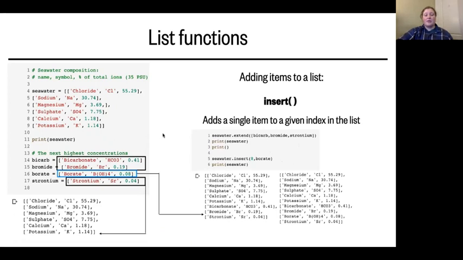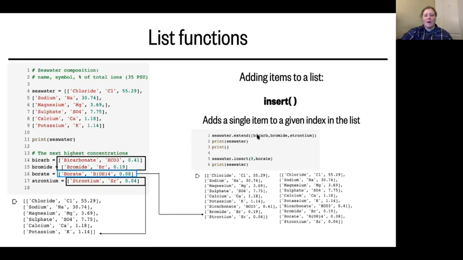Another way to add items to a list, instead of adding them to the end, is insert. It adds a single item at a given index in the list. For example, if we have our original list here and we want to add bicarbonate, bromide, and strontium, we can do that using extend. So we use bicarb, bromide, and strontium. And when we print seawater, we see those 3 have been added, and we say, oh no, we forgot borate.